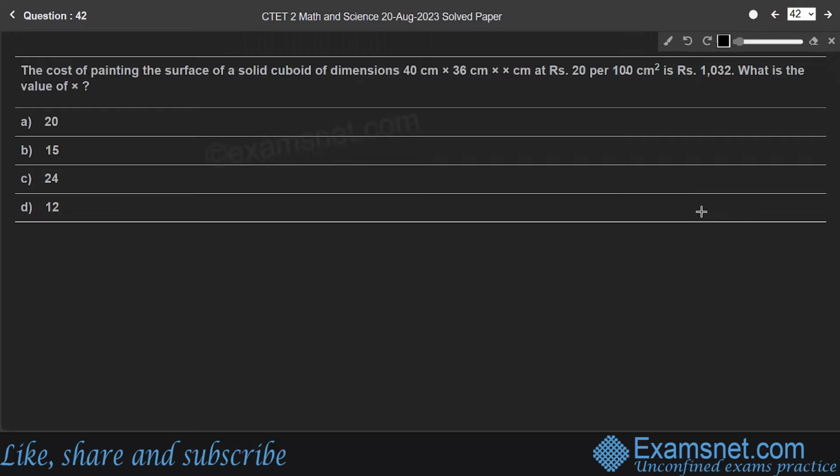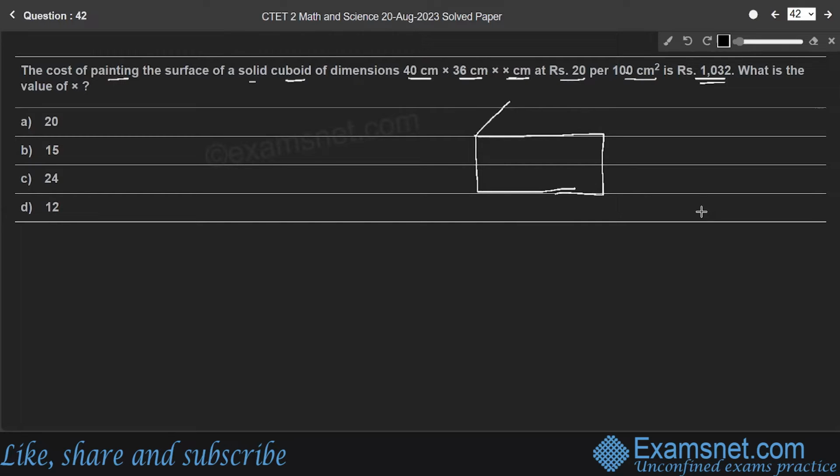Question 42. The cost of painting the surface of a solid cuboid of dimensions 40 centimeter, 36 centimeter, x centimeter at 20 rupees per 100 centimeter square is 1032 rupees. What is the value of x? So students will consider a solid cuboid, right? So we'll consider a cuboid.